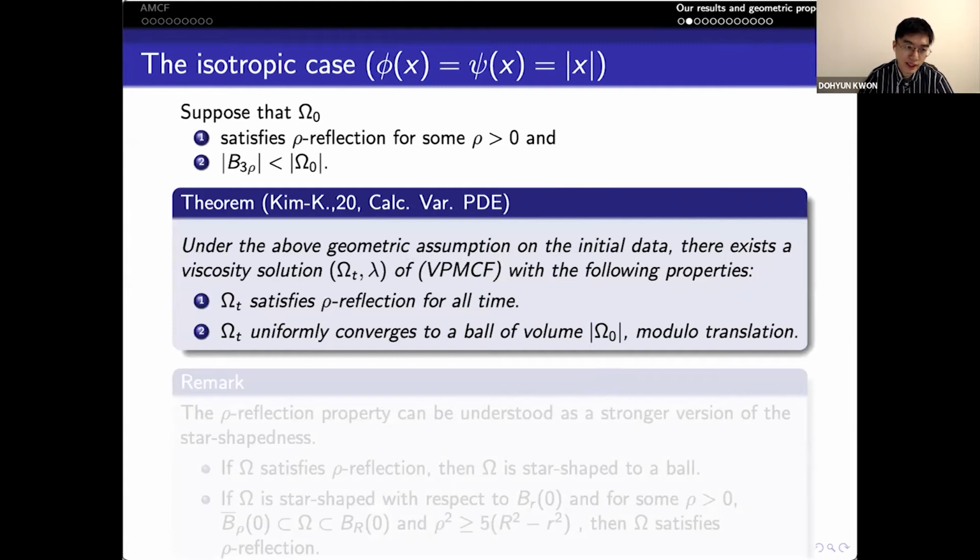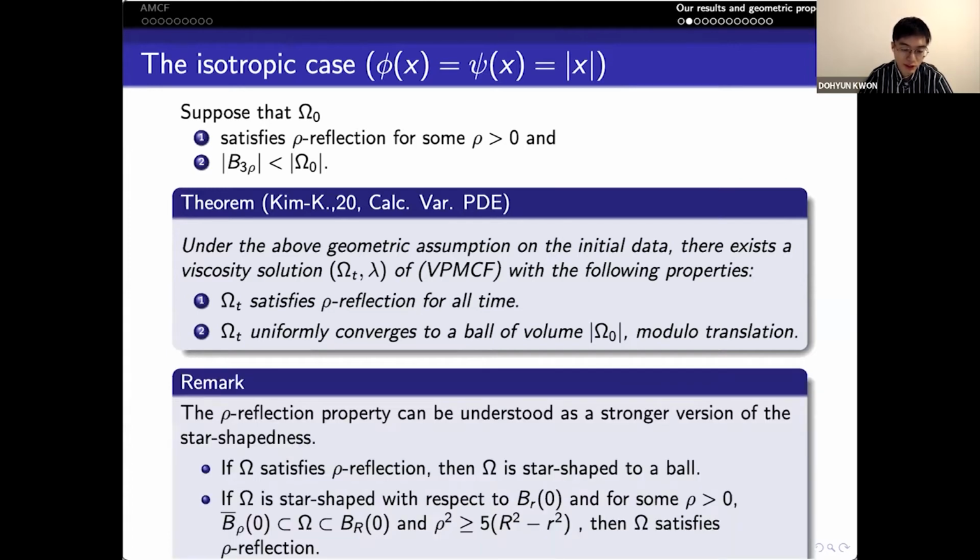In the isotropic case, there is one result by myself and Inwon Kim. We assume that our initial set satisfies some conditions. The first condition is that it satisfies rho-reflection, which can be understood as a stronger version of star-shapedness. And then a volume condition. Under these conditions, we show that our set Omega_t satisfies rho-reflection for all time. And then we also show that this set uniformly converges to a ball.